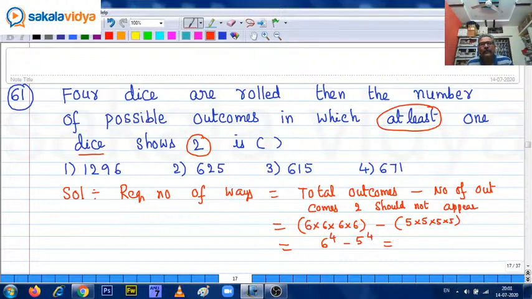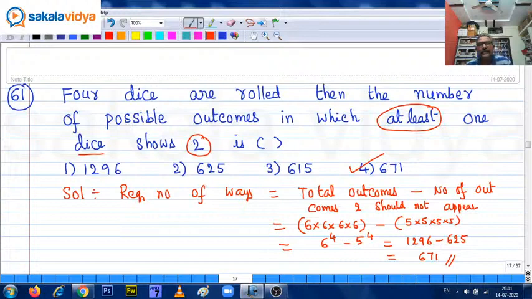What is 6 to the power of 4? 36 into 36, how much will you get? That will be 1296, minus 5 to the power of 4. 5 to the power of 4 is 625. 1296 minus 625 is 671. So the answer is 671.